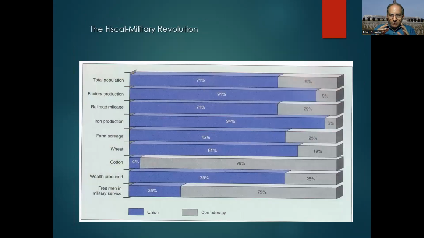Then you have something called the fiscal military revolution. Okay, and the first thing to notice is you see this bar graph in every American history textbook. And what it shows you is, boy, the Union had 71% of the population. The South only had 29%. Factories in the North produced 91% of the output. The South only 9%, and so forth and on and on and on.